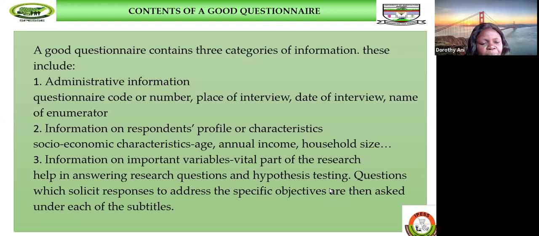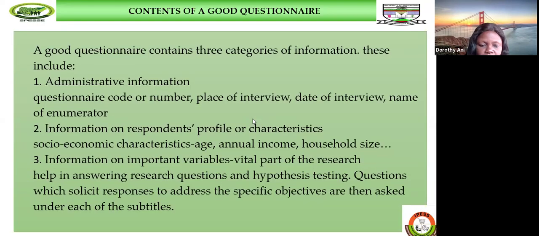And then the third one is information on important variables. The one I told you about that is the vital part of the research, helping you to answer the research questions and hypotheses. Questions which solicit responses to address the specific objectives, and then ask under each of the subtitles, just like I told you earlier, each of the subtitles will have the specific objective, for you to be sure that you have covered all that you needed to cover to get the data you need for each specific objective. Is there any question?